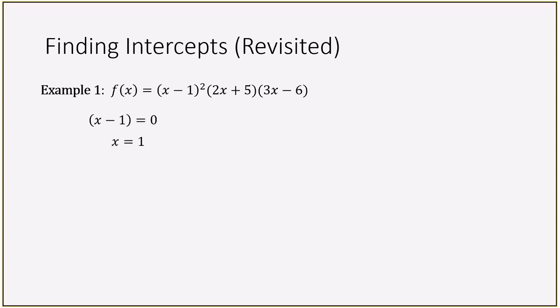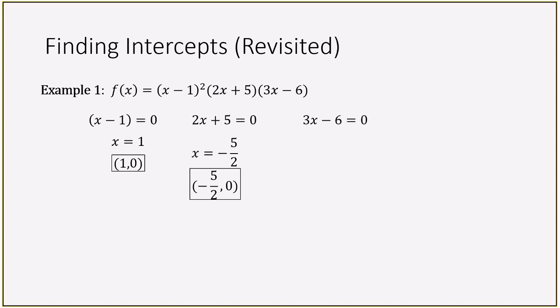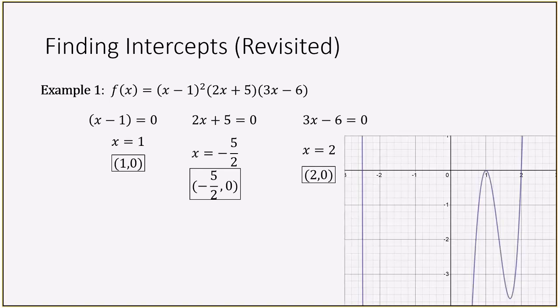So x minus 1 is equal to 0, just add 1 to both sides. 2x plus 5 is equal to 0, I subtract 5 from both sides, divide by 2, I get negative 5 halves comma 0. And 3x minus 6 is equal to 0, I add 6 to both sides, I divide by 3, I get x is equal to 2, and so that intercept is 2 comma 0. And in fact, this is what the graph looks like.